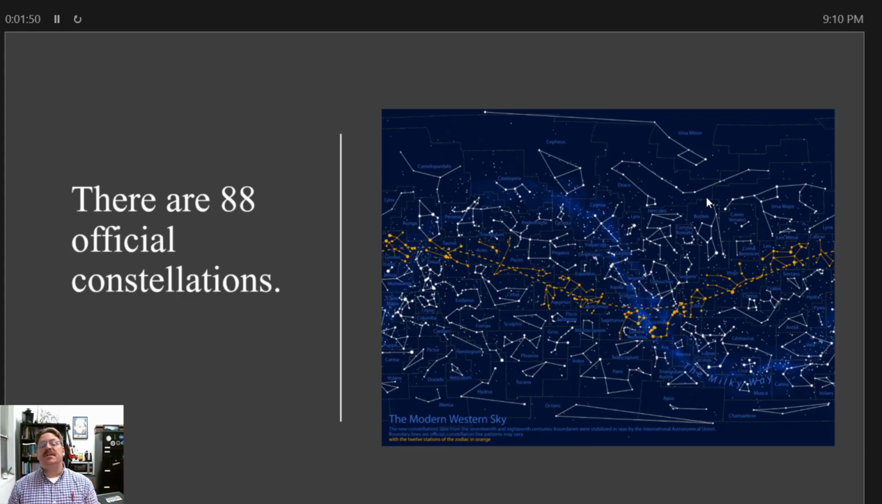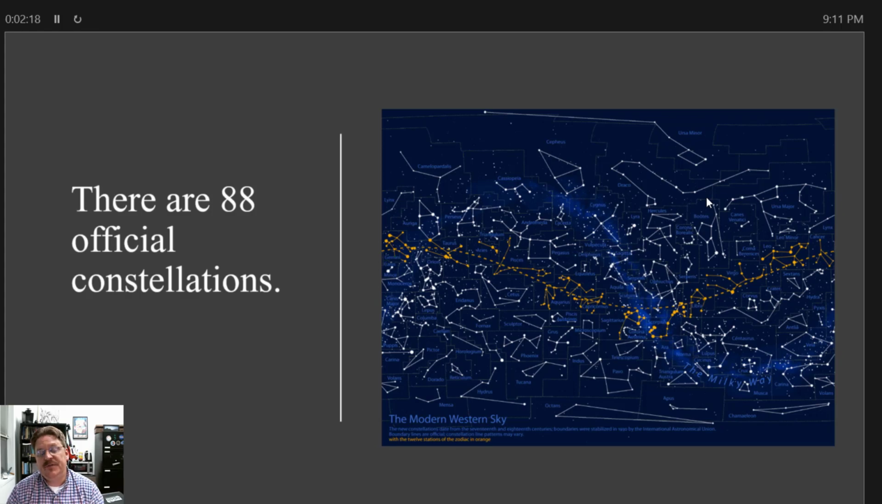We expanded to the entire night sky, and the International Astronomical Union has set down in stone that there are, in fact, 88 official constellations in the northern and southern hemispheres combined. Now, a constellation is, simply put, a collection of stars which have some form of significance to a certain culture.